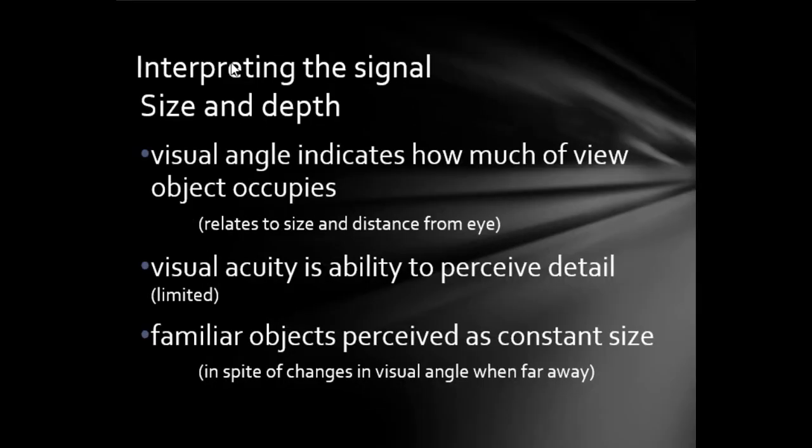Interpreting the signal: size and depth. Visual angle indicates how much of the view an object occupies, relates to size and distance from the eye. Visual acuity is the ability to perceive detail. Limited. Familiar objects are perceived as constant size in spite of changes in visual angle when far away.